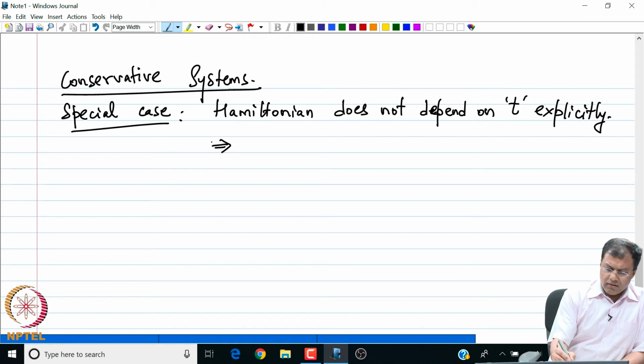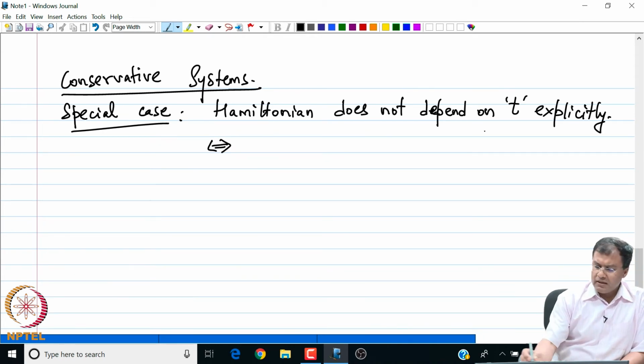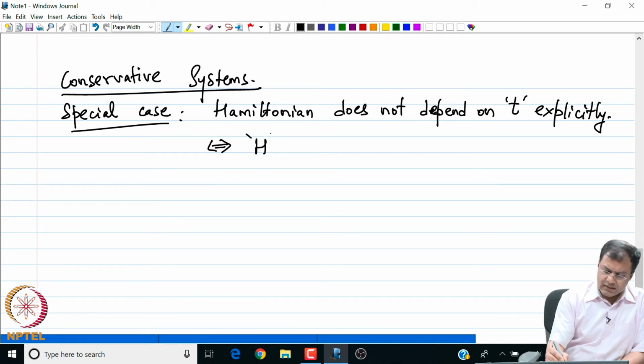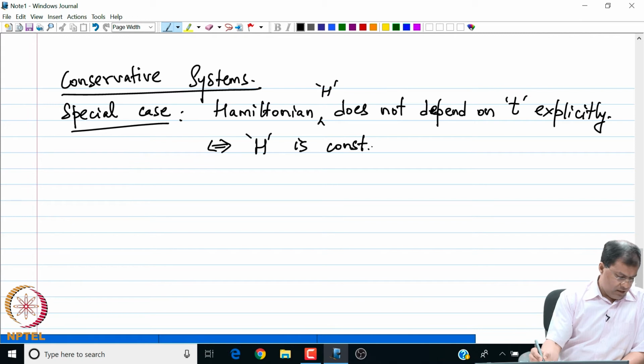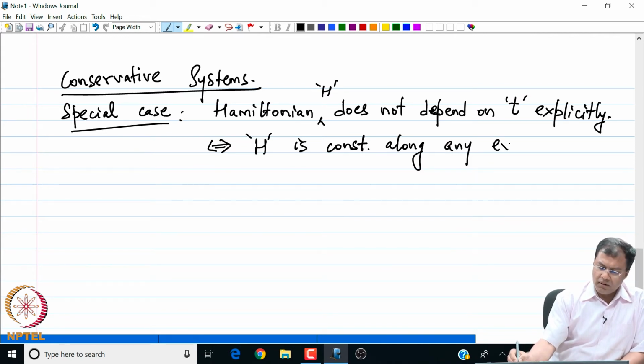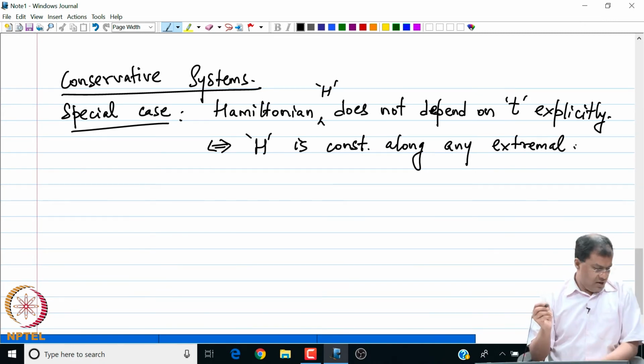In this class it turns out that the moment h does not depend on the independent variable, it is easy to show that h, so the Hamiltonian is described by h, is constant along any extremal, right.